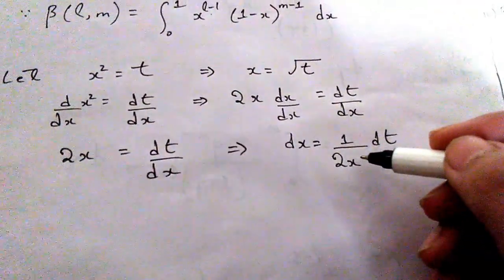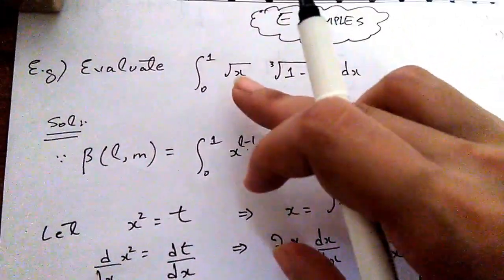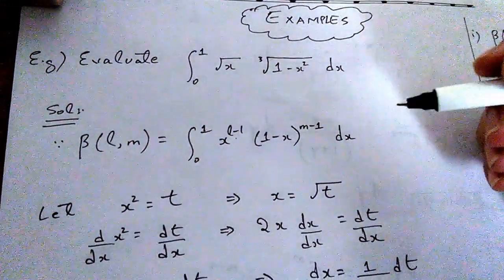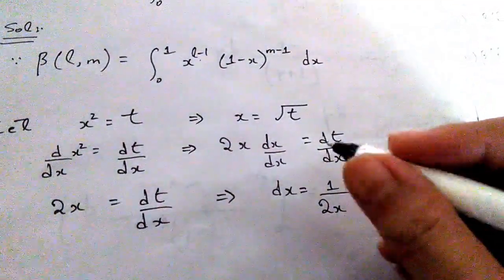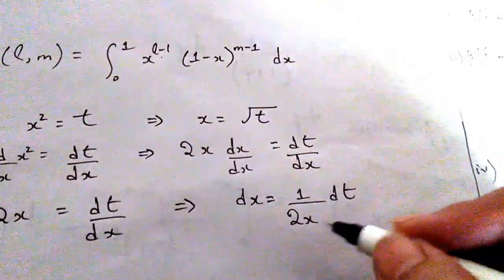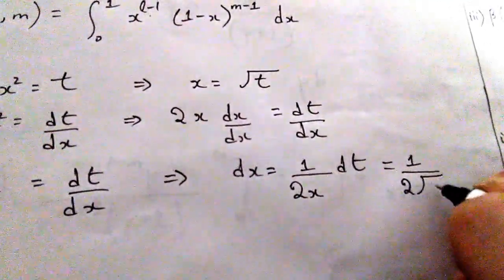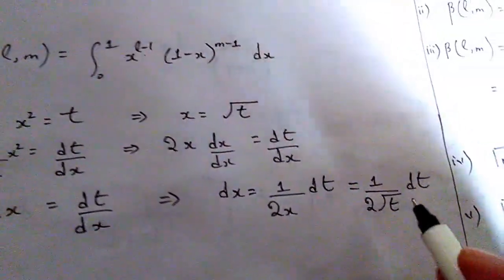As you have to remove x completely while transforming all the x values with respect to t, there must not be any x over here. You know that x is under root t, so you write that dx equals 1 upon 2 times under root t dt. This is it.